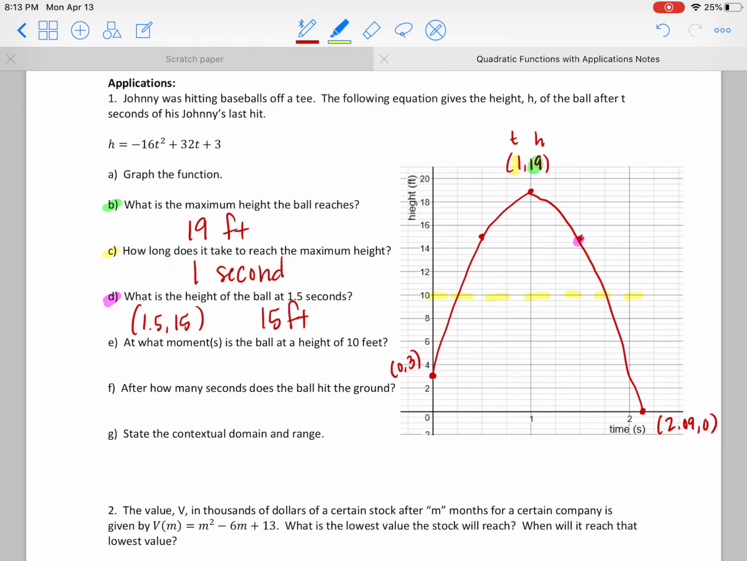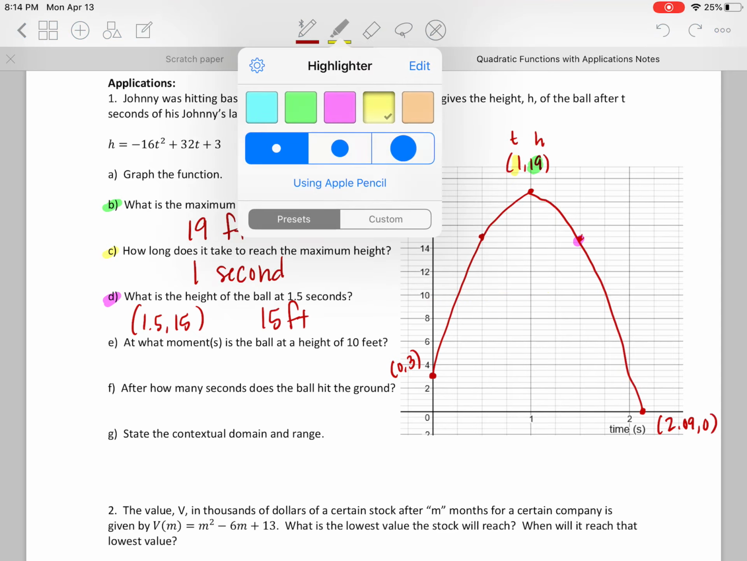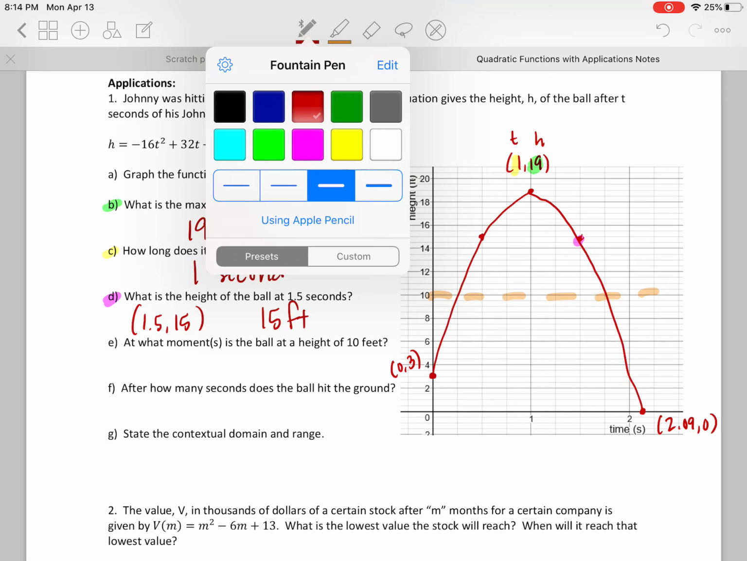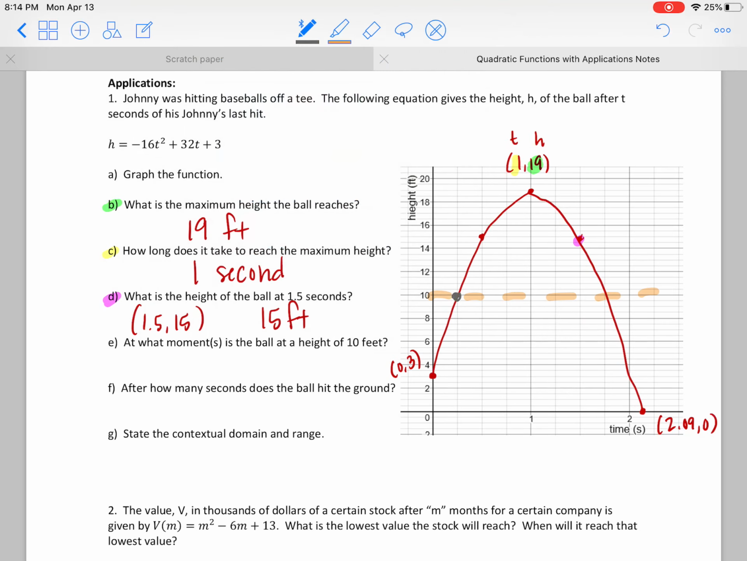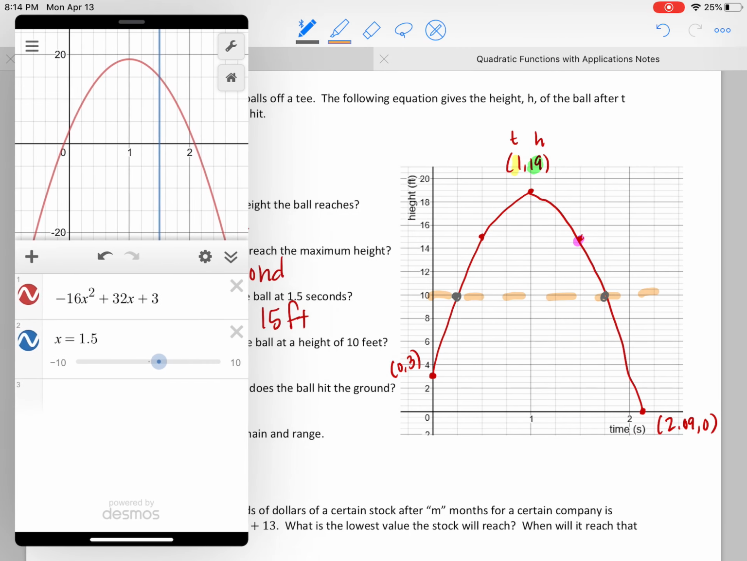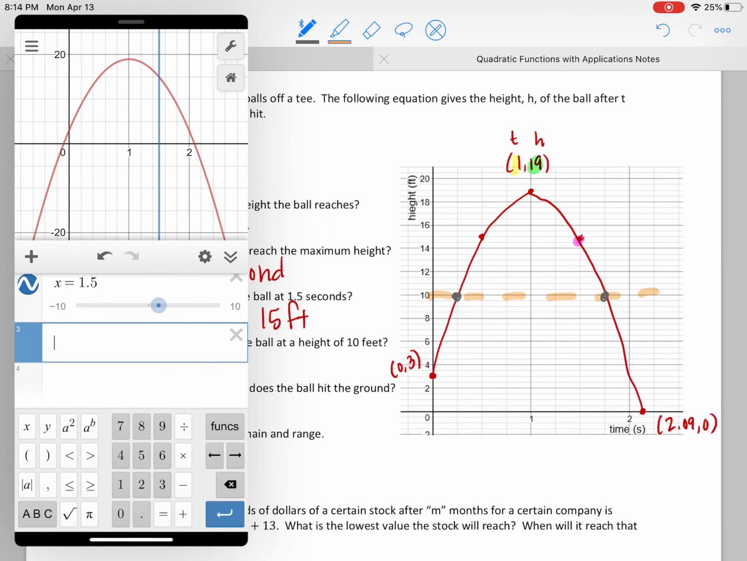Okay, at what moments is the ball at a height of 10 feet? So 10 feet is here. We could do the same thing we just did a second ago. All right, not used yet, this funky orange. So 10 feet is here. It's obviously going to hit a height of 10 feet twice, once on the way up and once on the way down. So I need to know the coordinates here and the coordinates here, and we can get that from Desmos. So I want to know what's happening when y equals 10.